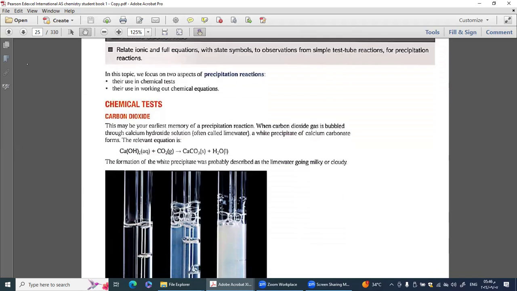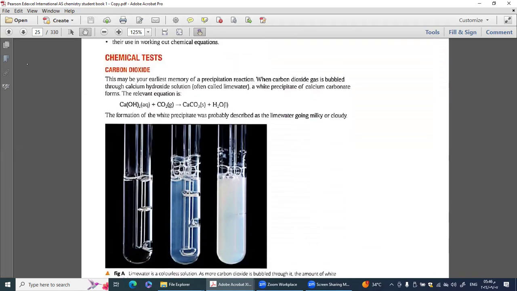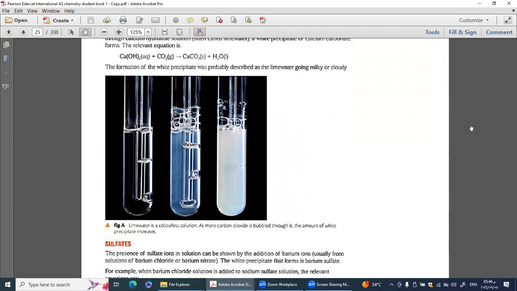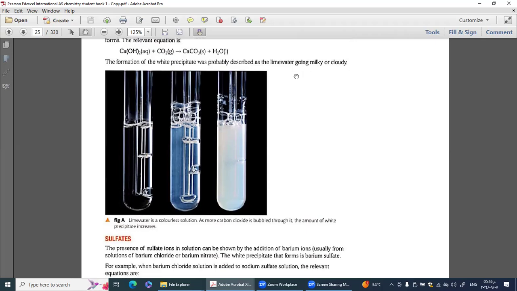And also in precipitation reactions. In chemical tests, test of carbon dioxide, as we know, the test of carbon dioxide is lime water. So for lime water, it becomes turbid or murky or cloudy. This means that the gas is carbon dioxide. So what is the test of carbon dioxide? By passing through lime water, it becomes turbid or murky or cloudy due to the formation of calcium carbonate. So calcium hydroxide, this is lime water, reacts with carbon dioxide to form limestone or calcium carbonate.